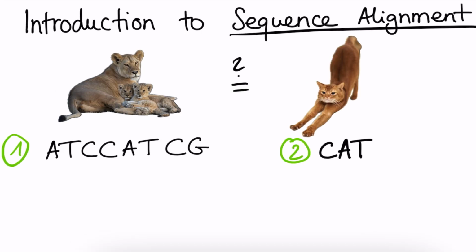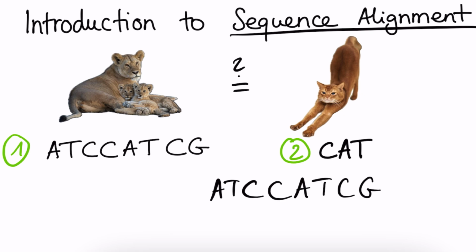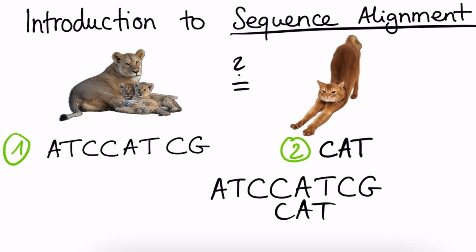If you have two sequences, an alignment of these sequences tells you which parts of one sequence correspond to which parts of the other sequence. For example, with these two sequences, a good alignment would match up the subsequence CAT within the lion sequence and the sequence CAT. For example, we could do it like this and just write these two sequences on top of each other to visualize where the overlap is.